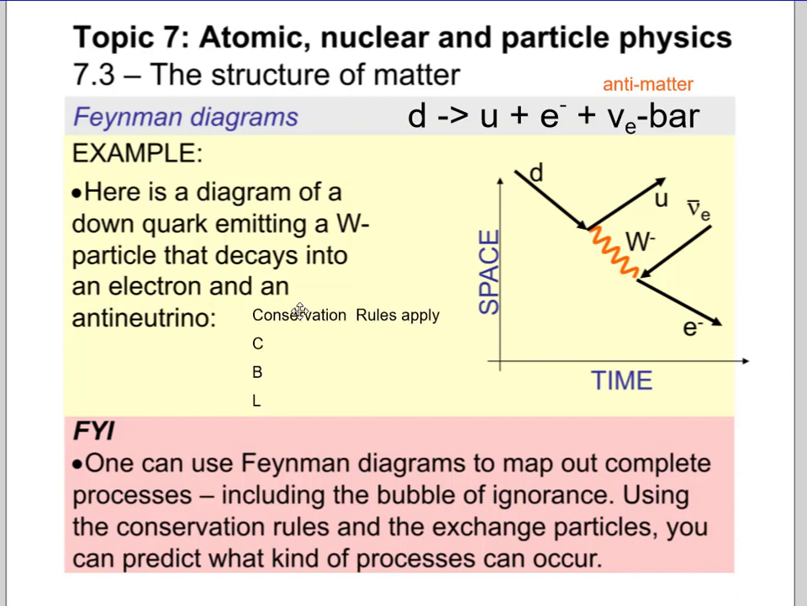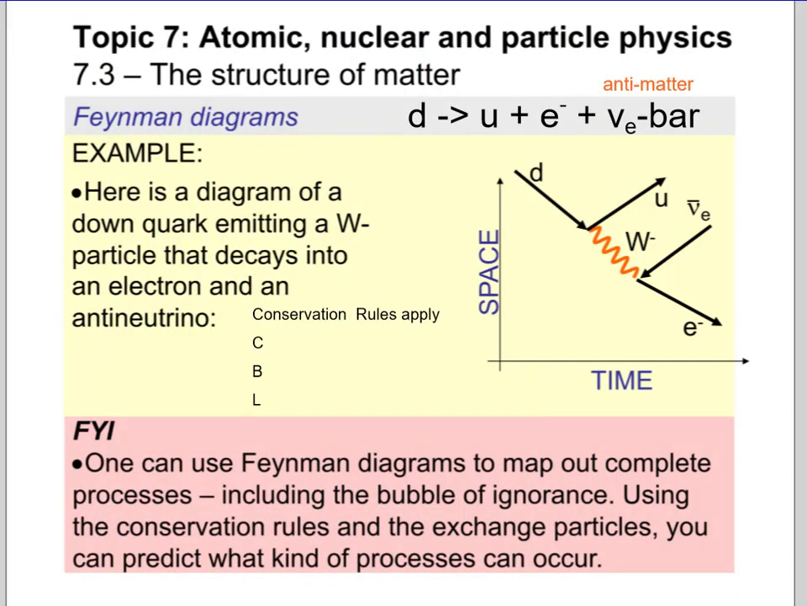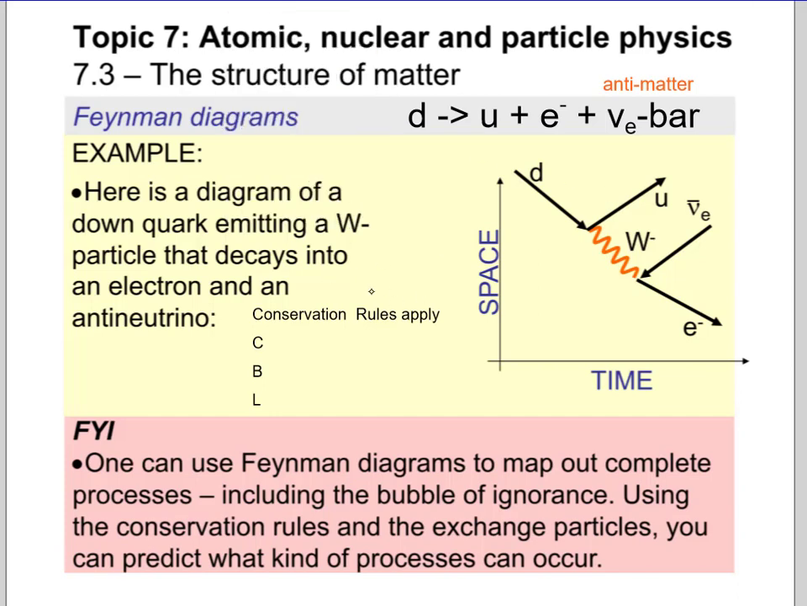Okay, so if we do our conservation rules, the charge of a down quark, and this is why we have this fancy table. You can bring your table in. You look up a down quark, and it has a charge of negative 1/3. Actually, let's just do the whole thing. We'll do the big reaction, and then we'll look at smaller parts of it. So we have a negative 1/3 equals... Okay, so now I have an up quark, which has a charge of 2/3.